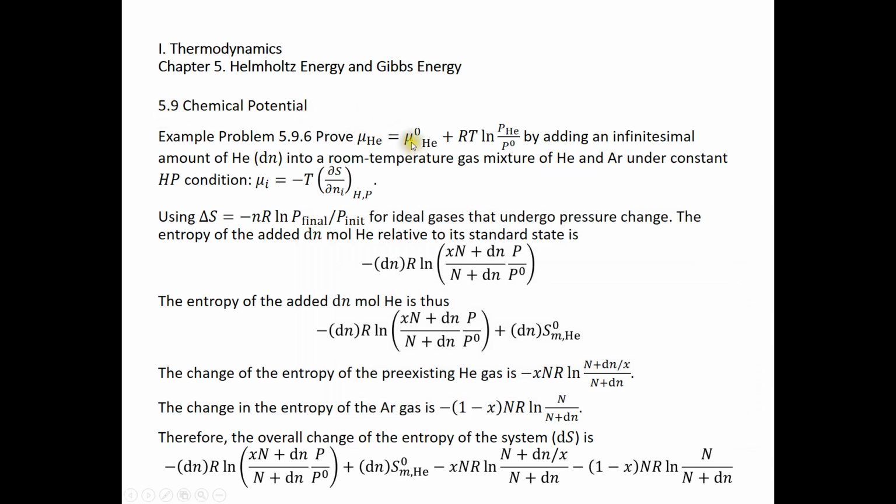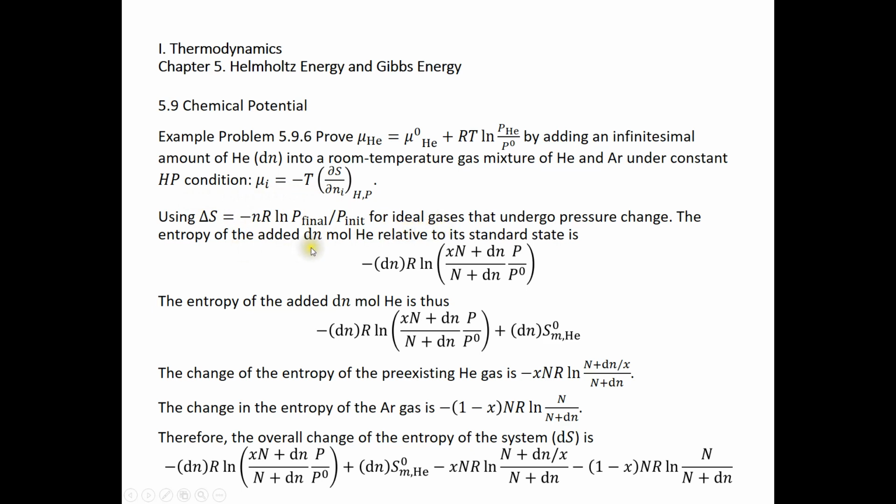In this video, we will prove this equation of chemical potential by adding an infinitesimal amount of helium into a room temperature gas mixture of helium and argon under constant enthalpy and pressure condition. Under constant HP conditions, mu is -T times delta S over delta N. We're going to use this equation to calculate the entropy change of an ideal gas that undergoes pressure change.